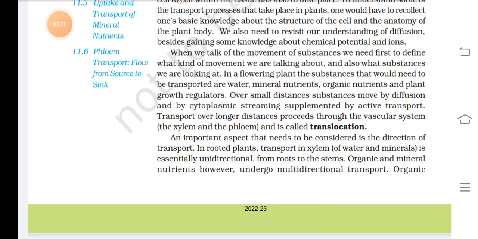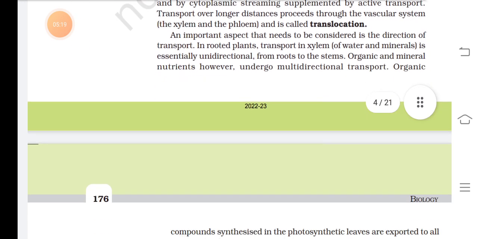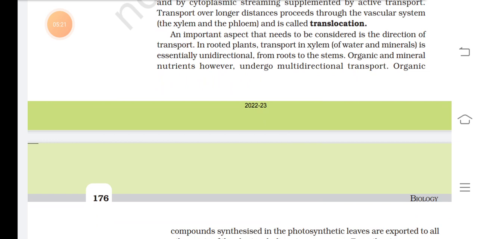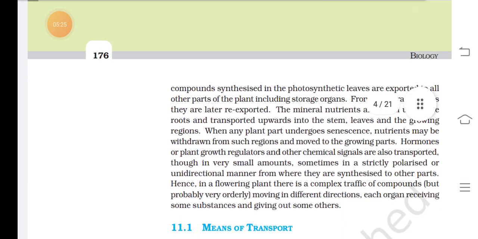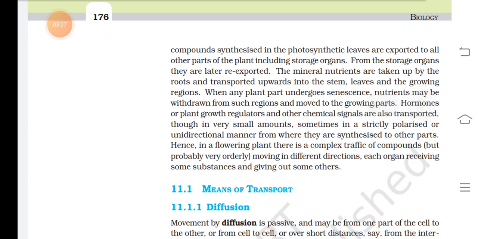In rooted plants, transport in xylem of water and minerals is essentially unidirectional, from roots to the stem. Organic and mineral nutrients, however, undergo multidirectional transport. Organic compounds synthesized in the photosynthetic leaves are exported to all the other parts of the plant, including storage organs. From the storage organs, they are later re-exported.